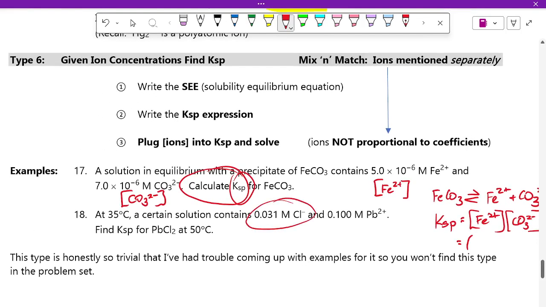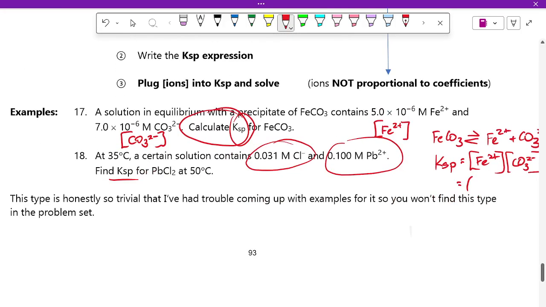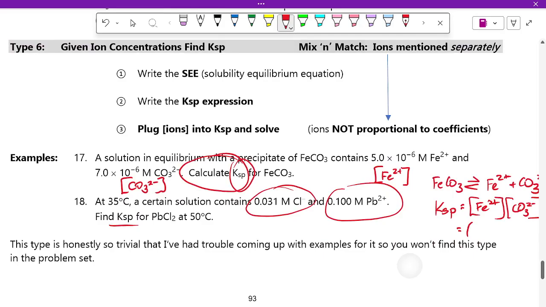You're given ion concentrations. Find the KSP. This type is really trivial. It's hard to find examples. You're not going to see any of these in the problem set, but just be aware that they might come up every once in a while. Don't have to worry about the stability, no, because you are told you have a solution and these are the concentrations.